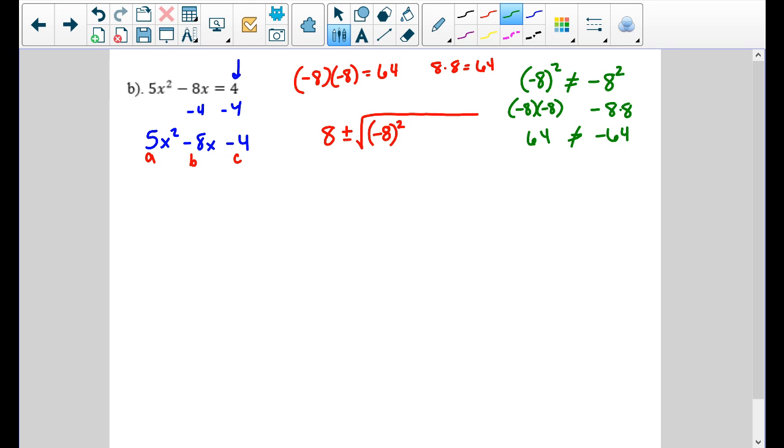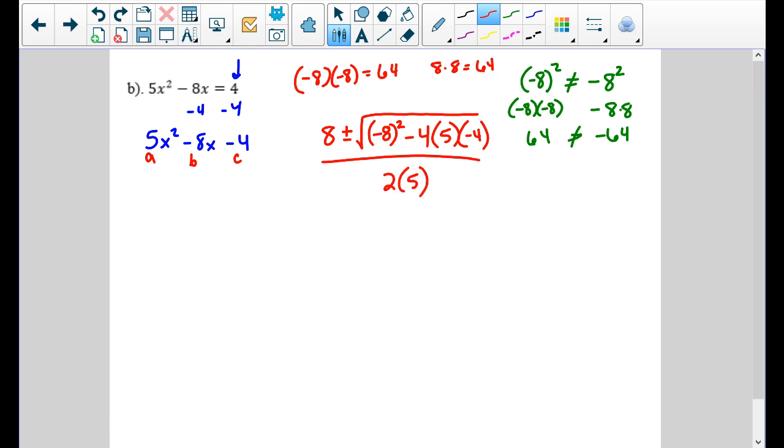They're not equal. So if you don't type it in with the parentheses around the negative 8, it's going to give you the wrong answer. Okay, so really be careful. This can either always go in as a positive number, or you have to make sure you put your parentheses in there, okay? All right, so negative 8 squared minus 4 times a, which is 5, times c, negative 4, all over 2 times a, which is 5.